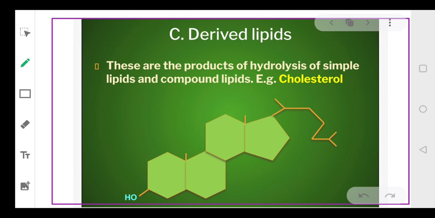Now coming to the derived lipids. Derived lipids are formed by the hydrolysis of simple lipids or compound lipids. So when you hydrolyze the simple lipids or the compound lipids, it will result in the formation of derived lipids. So when you add water to simple or compound lipids, then it will result in derived lipids. For example, cholesterol, and this is the structure of cholesterol.